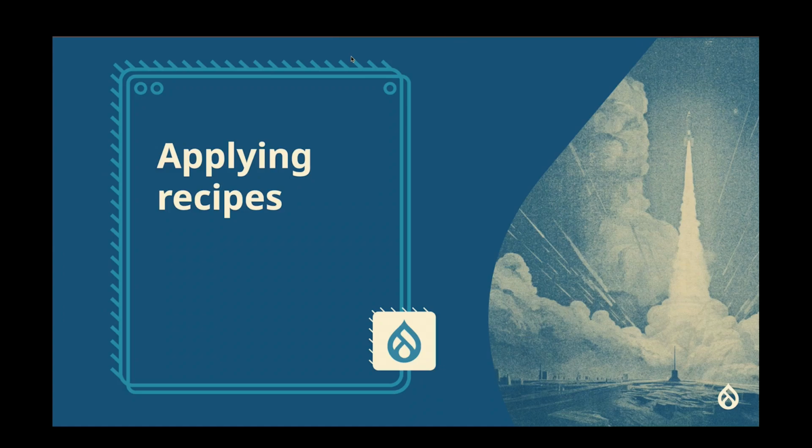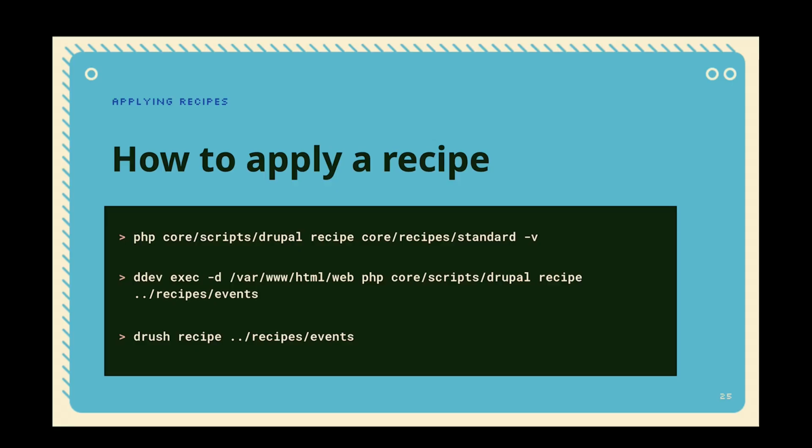So in terms of applying recipes to your site, we're in the process, I guess it would be fair to say, of getting Project Browser to be an interface for applying recipes. But for now, I've been doing it mostly on the command line. There is a script that's part of core, so you can do it natively with a PHP call in the command line. There is a DDEV equivalent. Usually I just use the drush command here at the bottom, and we'll see that in practice as we get to the demo.